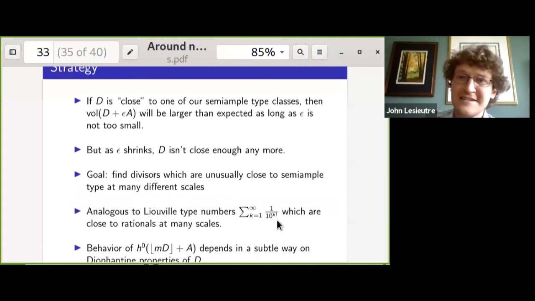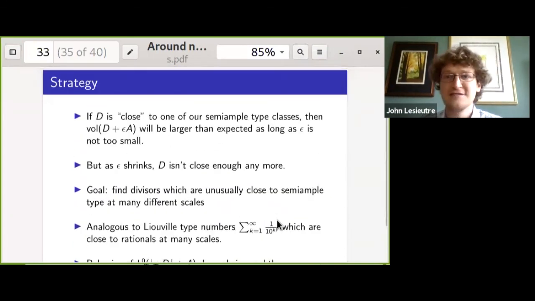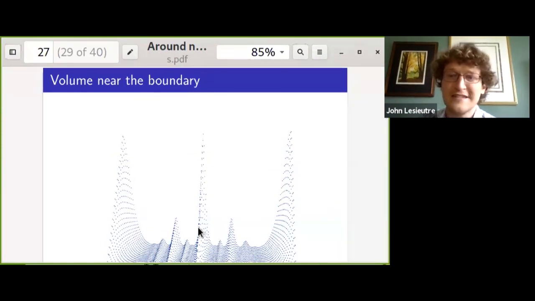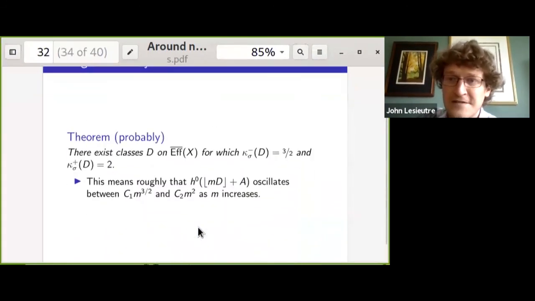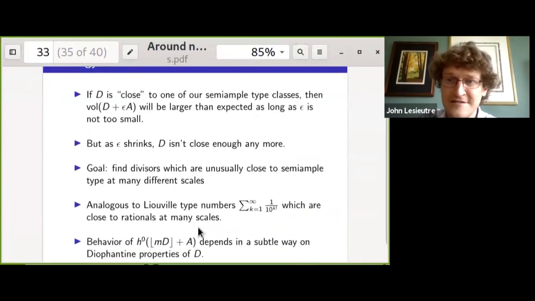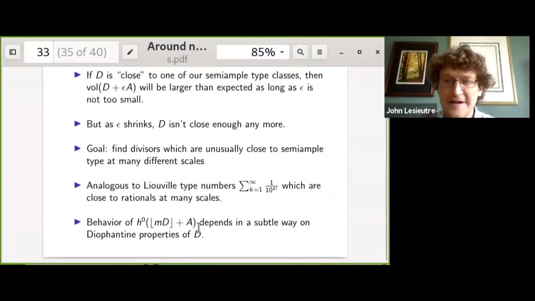You want to take a divisor on this piece of the pseudo-effective boundary that's close to many of these peaks. It's close to many of these semi-ample type divisors, much closer than you would expect it to be. So it should be possible, basically using a construction almost like the Liouville numbers. But again, I apologize, I shouldn't be claiming this as a theorem in public until I write it all down, but it looks good, I think.